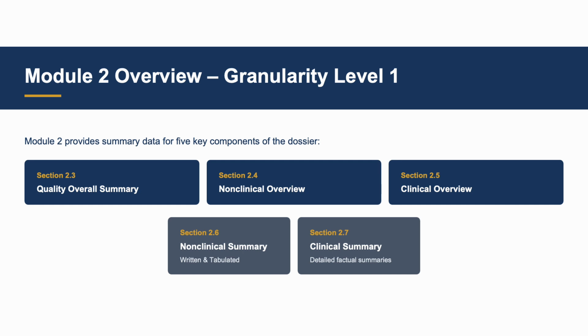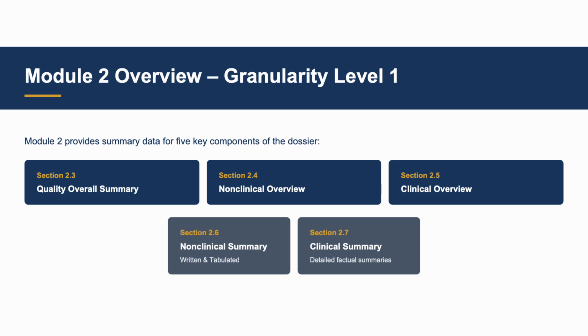This section summarizes everything from drug substance characterization to drug product stability, giving quality reviewers a comprehensive picture of your manufacturing process and product quality. Section 2.4 is the non-clinical overview, which provides an integrated and critical assessment of the pharmacology, pharmacokinetics, and toxicology data from Module 4. This is a narrative document that interprets the non-clinical findings and explains their relevance to human safety.